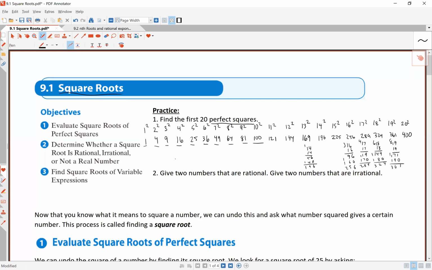For example, the square root of 16 is 4. The square root of 49 is 7. These are numbers that we call rational. Rational numbers are any numbers that can be written as the ratio of two numbers. So 4 is a rational number because it can be written as 4 over 1, or 8 over 2. And another rational number is like 5 over 7.